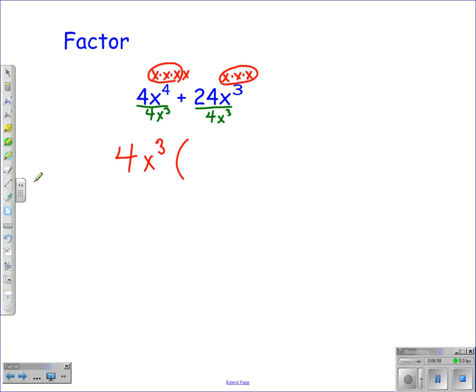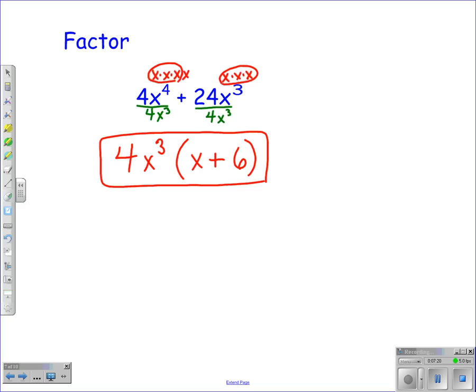4 divided by 4 is 1. X to the fourth divided by x to the third is just plain old x. We don't have to put the 1 in front of that x. And then 24 divided by 4 is a positive 6. And x to the third divided by x to the third is 1. So we are done with our binomial there. Here we have the factorization for this polynomial that we were working on.